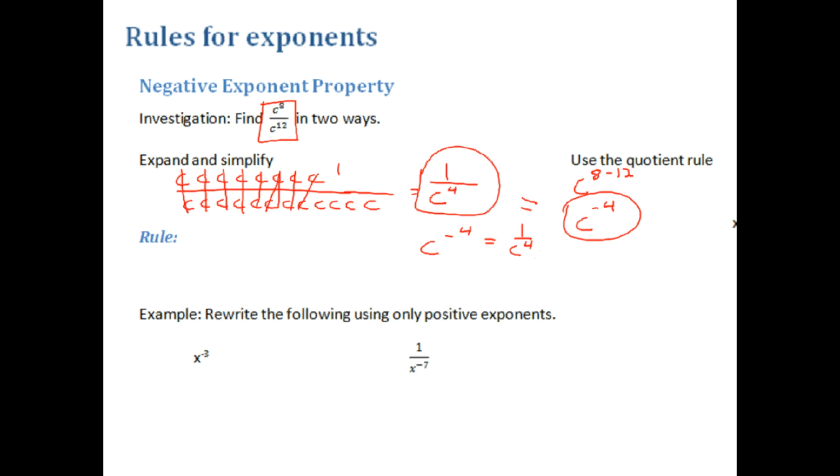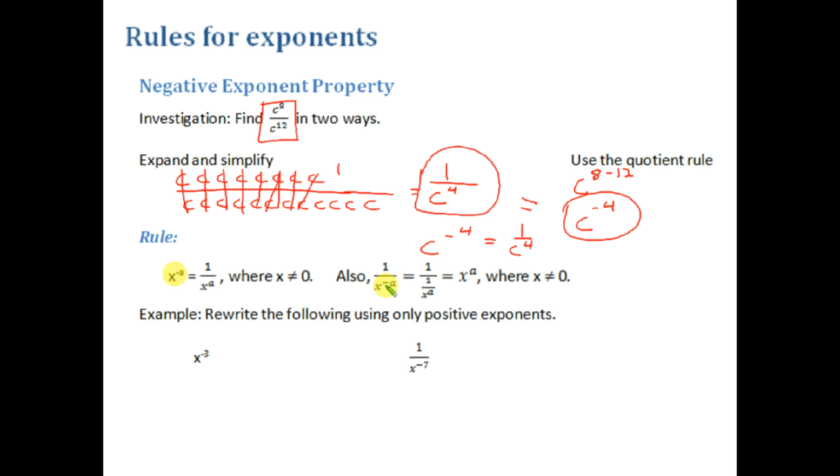And so our rule, or our property here, looks like this. x to the negative a. So if we have something with a negative exponent, that can be written as 1 over x to the positive a. So really what you do is you take that power to the denominator and you don't put the negative on it anymore. Another thing we can see is it says also 1 over x to the negative a.